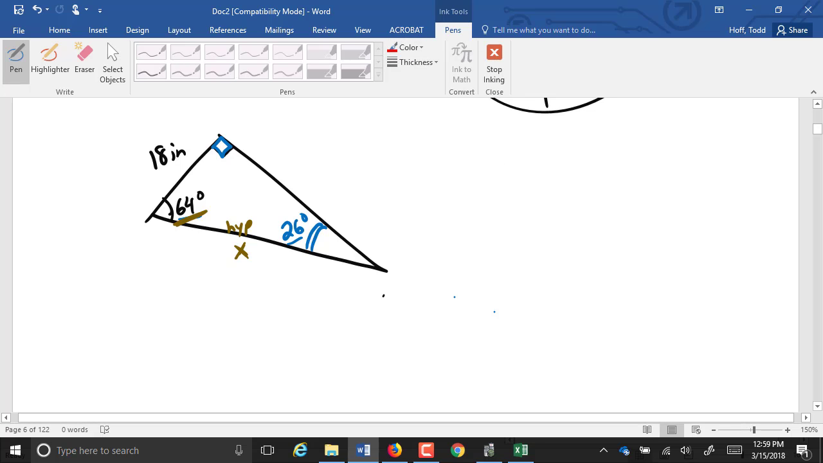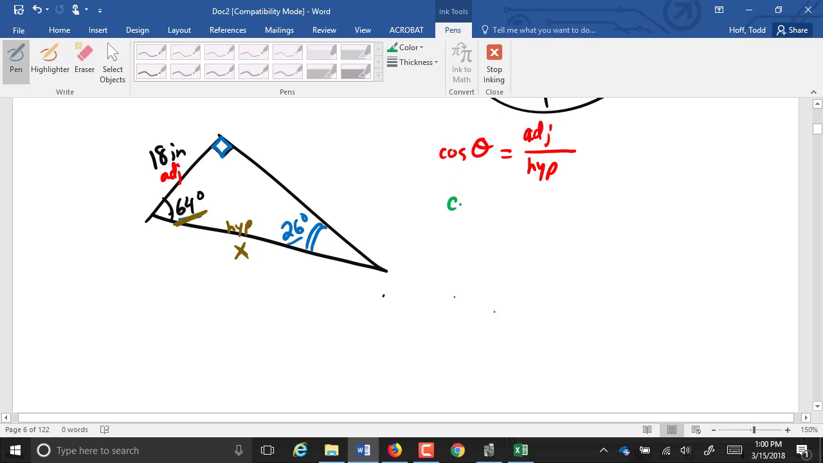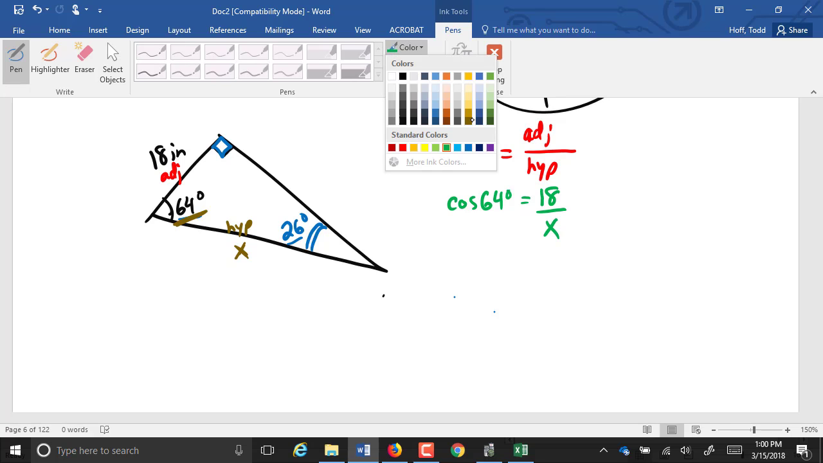So the x is the hypotenuse, the 18 is which side? The adjacent. What trig function is hypotenuse and adjacent? The cosine is adjacent over hypotenuse. So I write out that function and let's fill in what we know. Do we know the angle? Yes, I'm gonna fill in my 64 degrees. Do I know the adjacent side? That's the 18. The hypotenuse is what we're looking for. That's x. What do we do from there?